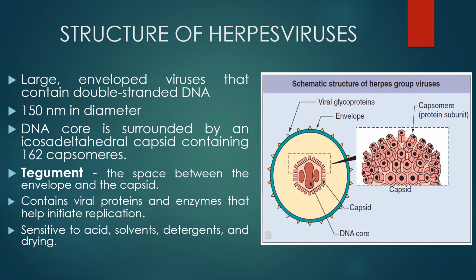Herpes viruses encode several glycoproteins for viral attachment, fusion, and for escaping immune control. The space between the envelope and the capsid is called the tegument, which contains viral proteins and enzymes that help initiate replication. As enveloped viruses, the herpes viruses are sensitive to acids, solvents, detergents, and drying.